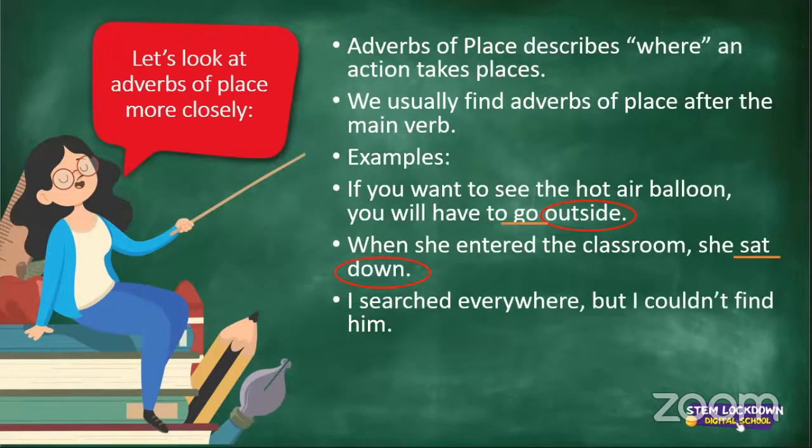Okay, our next sentence. I searched everywhere, but I couldn't find him. I searched everywhere, but I couldn't find him. I want you to tell me what the verb is in the first part. I searched everywhere. Where's the verb in that part? Quickly type it for me.